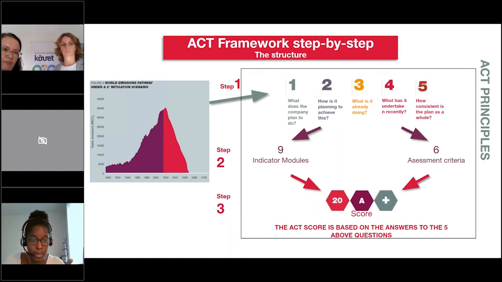And finally, in the third step, the aim is to arrange the set of indicators and criteria in such a way as to condense the information into a standardized rating, which can be used to communicate the final results. All the steps are mediated by a set of ACT principles that were established to guide us when we have decisions that imply difficult trade-offs.